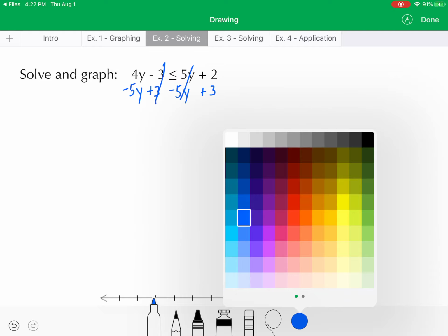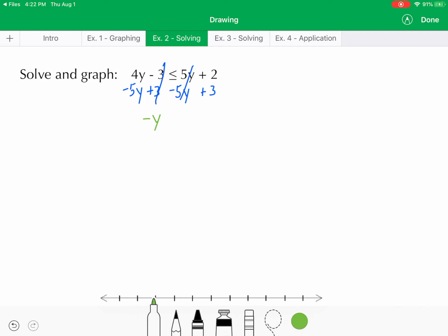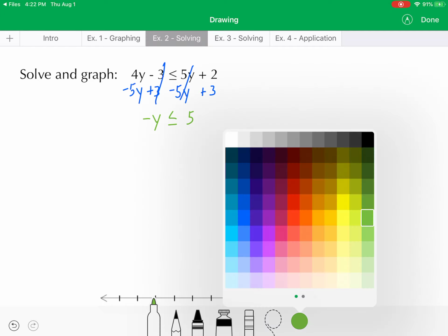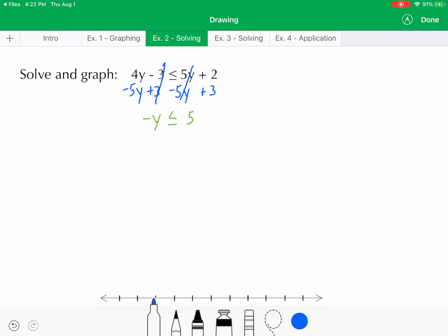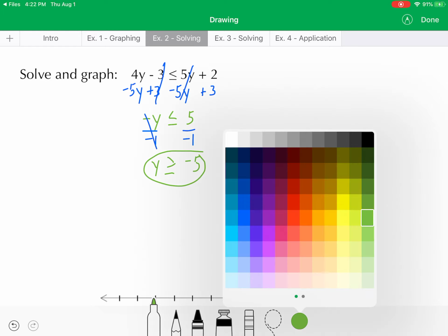So that's going to result in negative y is less than or equal to 5. And then to get y alone, you can either multiply or divide both sides by negative 1. Now recall, you should have learned this in an earlier course, when you multiply or divide by a negative number inside of an inequality, you have to flip your inequality symbol. So here is our solution set. Let's write that property down.